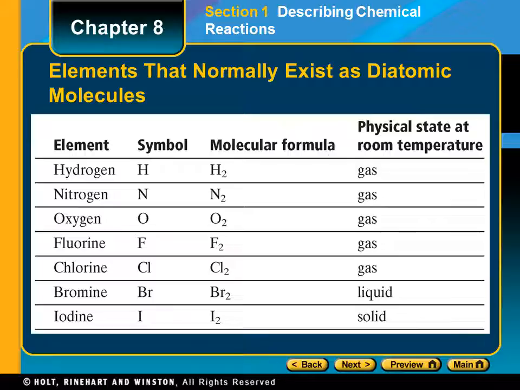To start this off, we think about the elements that normally exist as diatomic. This chart shows us that hydrogen, nitrogen, oxygen, fluorine, chlorine, bromine, and iodine are normally diatomic molecules, meaning they always exist as 2 atoms bonded together. Most of those are gas. Bromine will exist as a liquid, and iodine will exist as a solid.